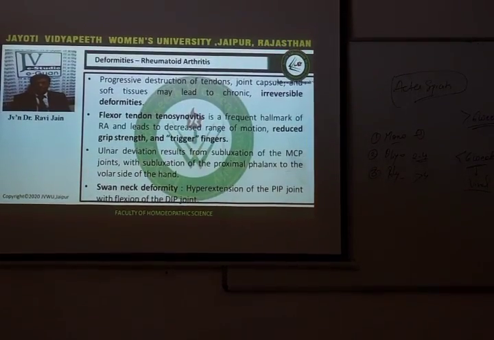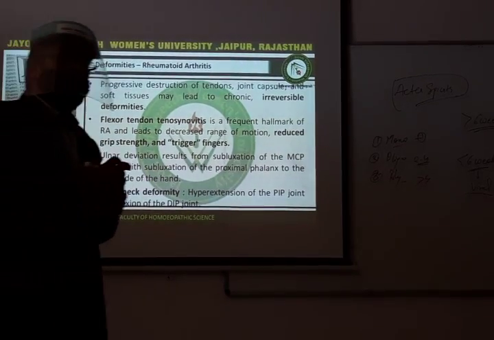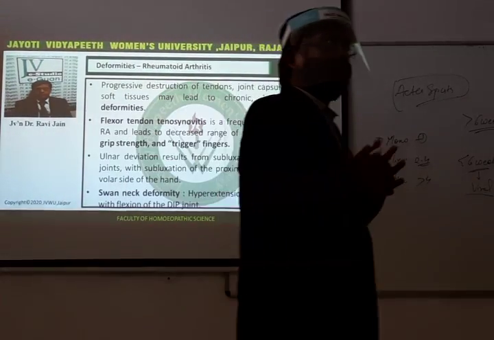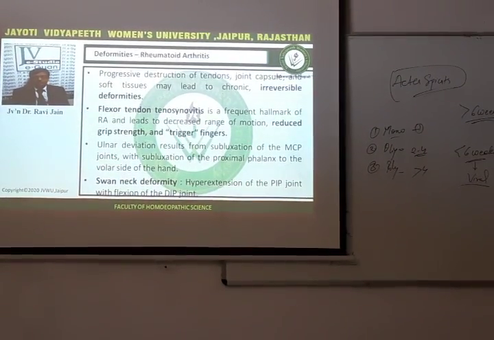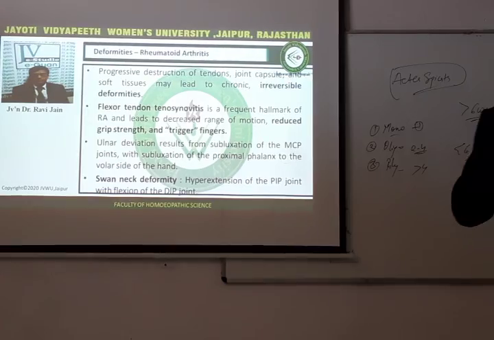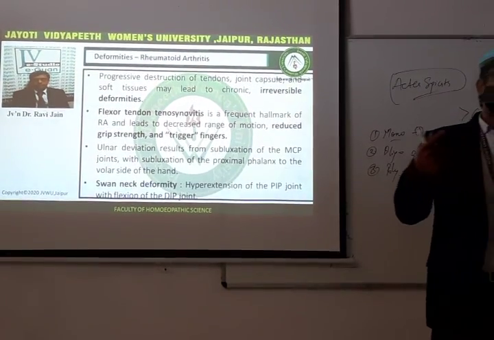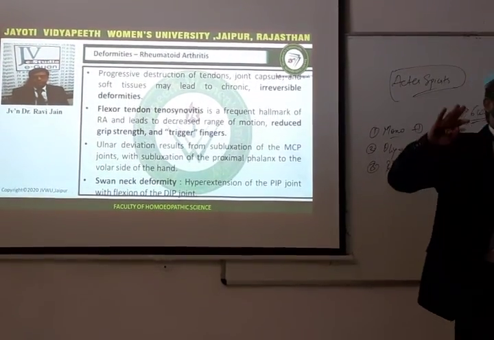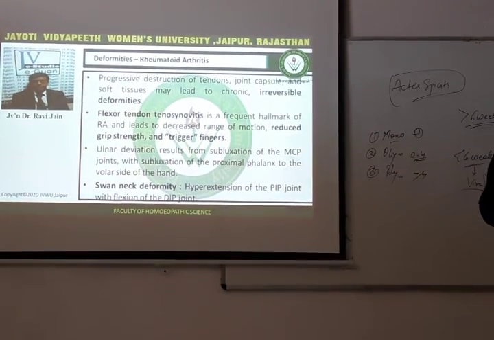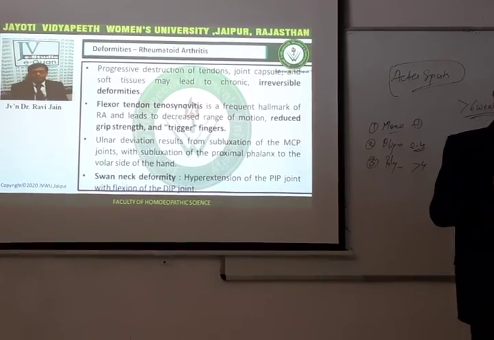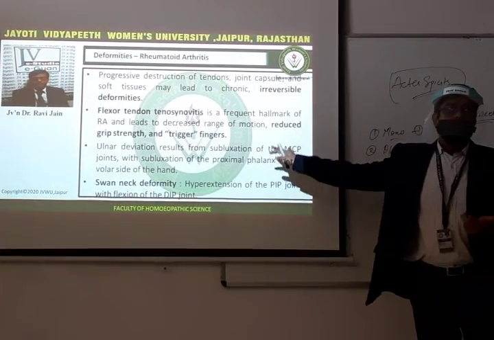Now we come to the deformities. This is yet another important topic of rheumatoid arthritis. What are the different types of deformities? If you don't understand this at once, don't worry. Go through this once again, and then things will get clear to you. I don't consider that you can understand all these things in just a single reading. But if you go through these deformities again and again, in two to three times you are going to understand this completely.